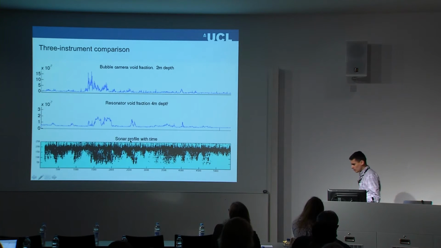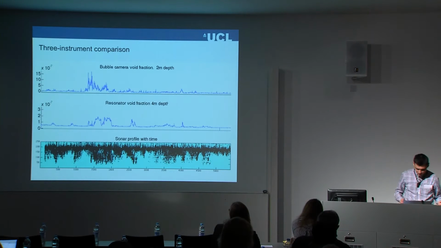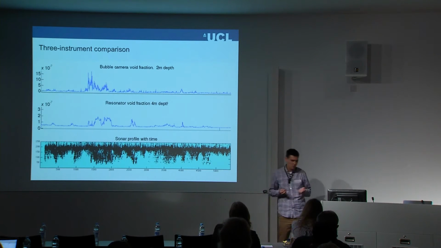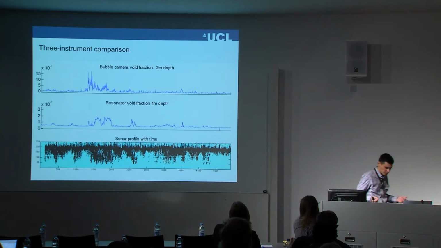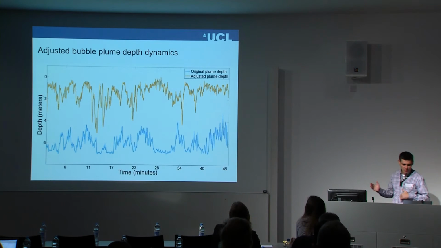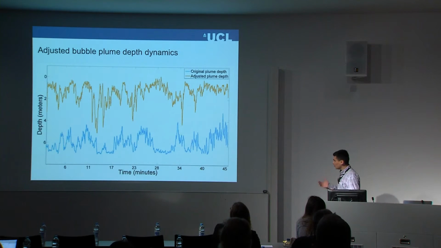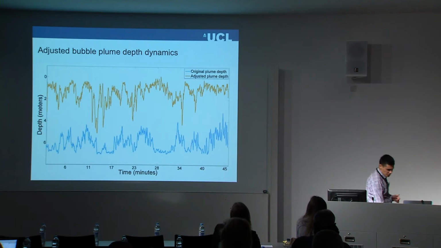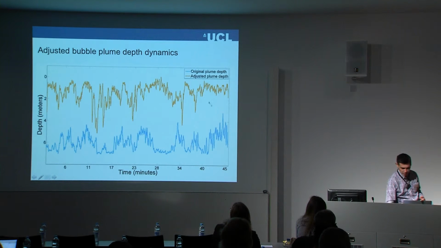The resonator and the sonar show a particularly good agreement, but the sonar overestimates the detection of the events because the sonar is more sensitive to signals coming from smaller bubbles, from very small bubbles, actually. So what I did is just filter the signal, and I adjusted the maximum bubble plume depth, which fits better with the resonator data. This is the original plume depth and the adjusted plume depth in this image.